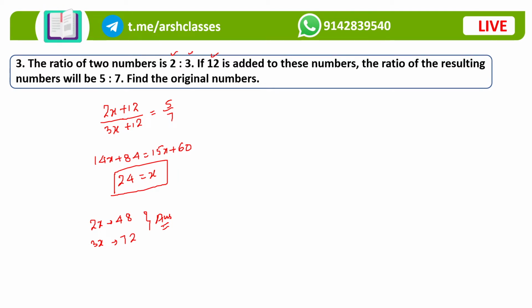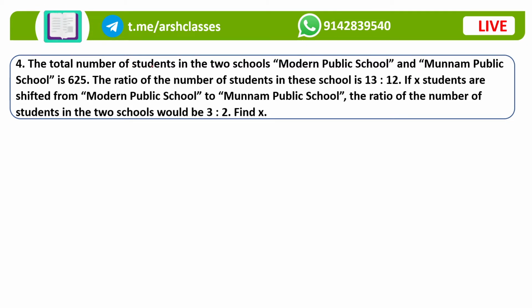Right? Now let's move on to the next one, fourth one. So the total number of students in the two schools, that is the Modern Public School and Munnam Public School, is 620. The total number of students. Now the ratio of the number of students in these schools is 13 is to 12, that means for Modern Public School, right? What we can say is, let's say 13 times of y, I'm going to take y, and for Munnam Public School, I'm going to take 12 times of y. I'm taking y because as you can see that here is mentioned that if x students are shifted from Modern Public School to Munnam Public School, the ratio of the number of students in the two schools would be 3 is to 2. So if x students are shifted from Modern to Munnam, that means what?